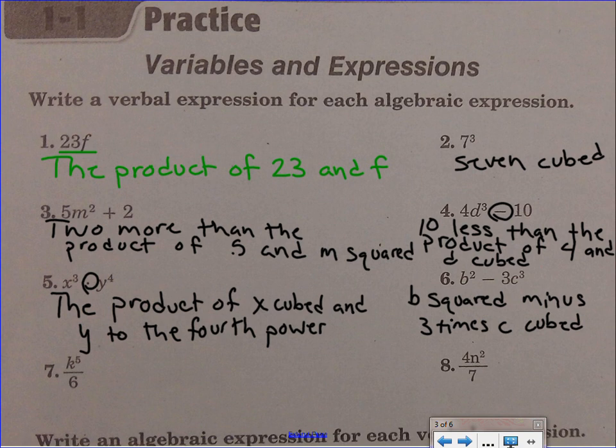This one's a little bit tricky. When you have a fraction, or when something is over another thing, that means division. So another way of writing division is the word quotient. So it's kind of the opposite of product. So in this case, I could say the quotient of k to the 5th power and 6.